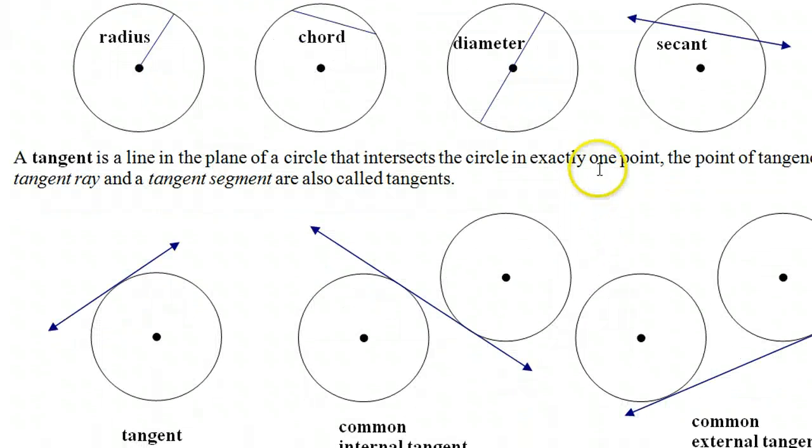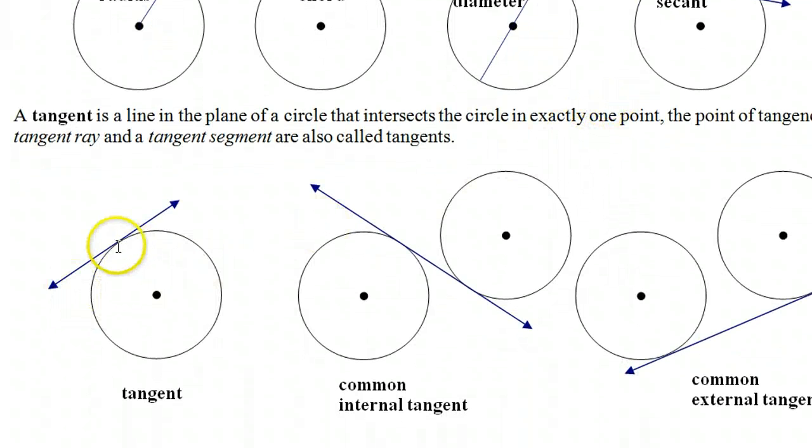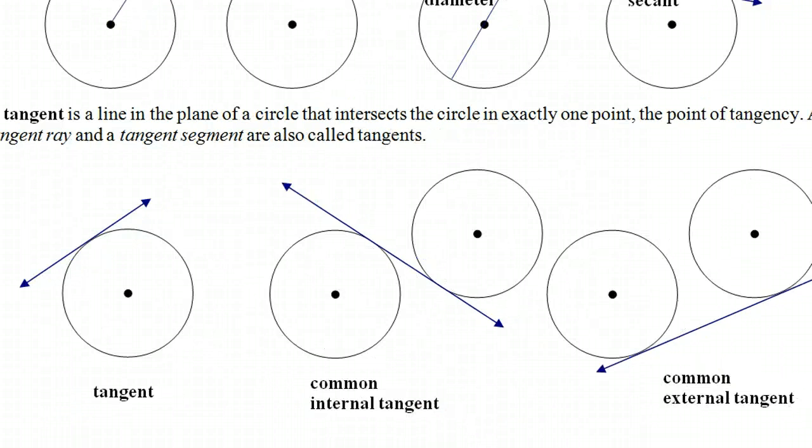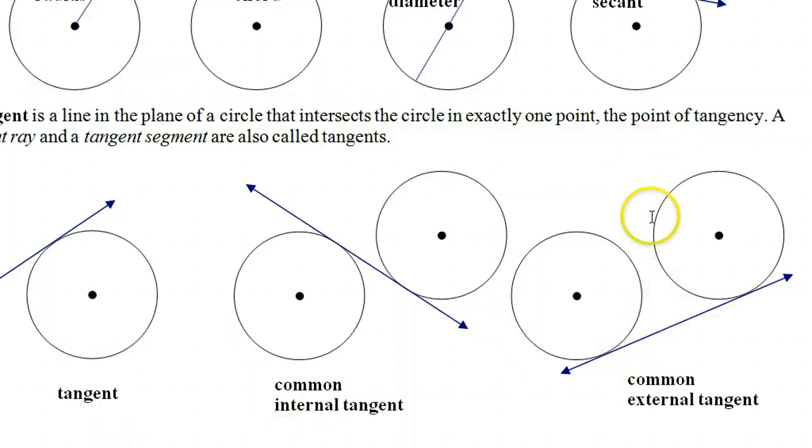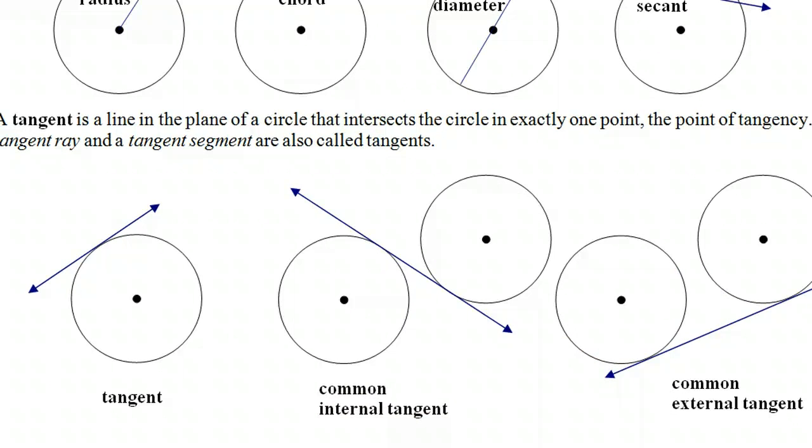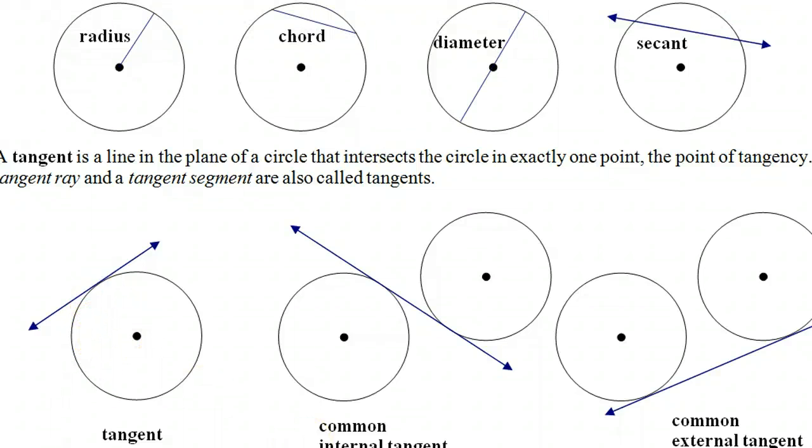A tangent is a line that intersects the circle at only one point, called the point of tangency. You can have a common tangent if you have two circles, if you have a line that touches each circle only once. This would be a common internal tangent because it passes between the circles. This is called a common external tangent because it does not go between the circles. It just is tangent outside of the circles. So there's your basic vocabulary.